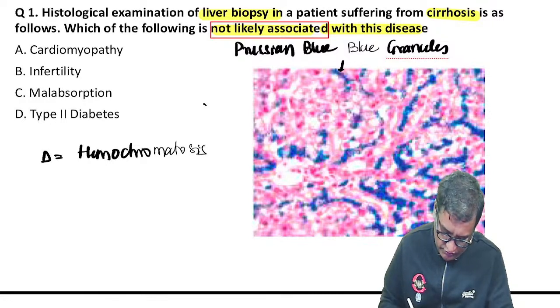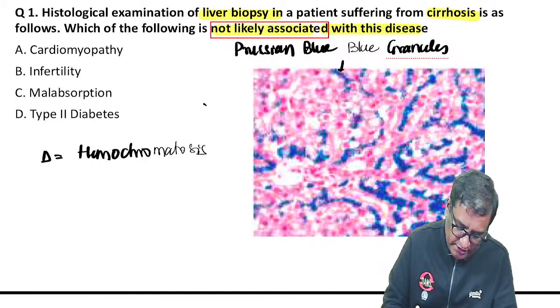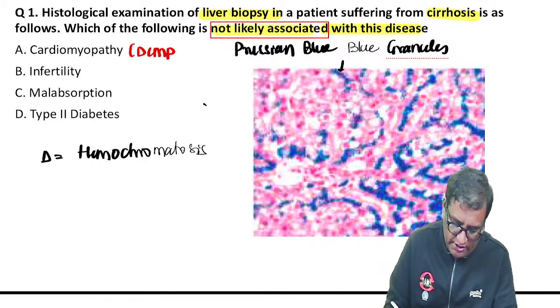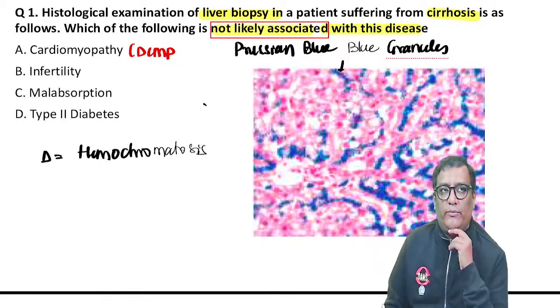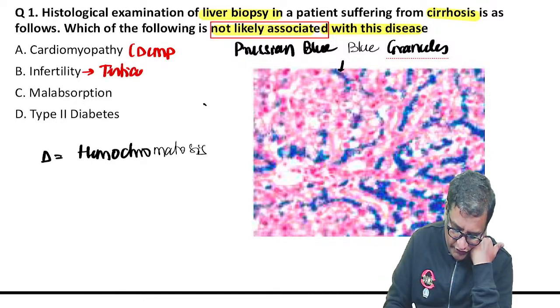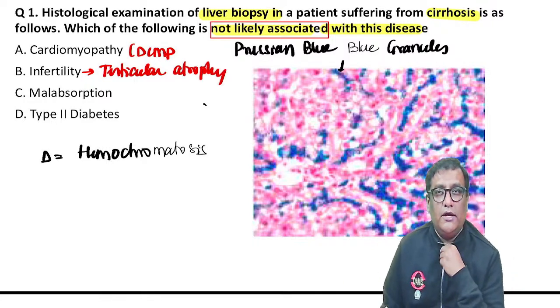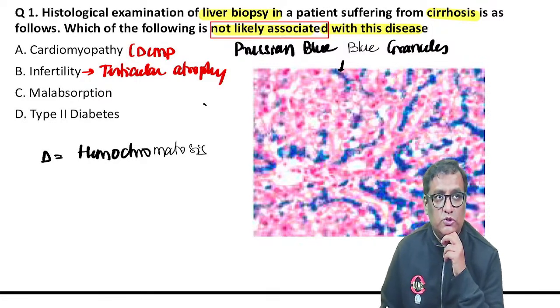Tell me now, what are you thinking of which is not likely to be associated here? Cardiomyopathy, yes, it is associated. Which cardiomyopathy is associated here? If you remember, dilated cardiomyopathy, DCMP, is associated. Infertility is also associated. Why? Because there will be testicular atrophy happening in hemochromatosis. So that is why that is also associated.